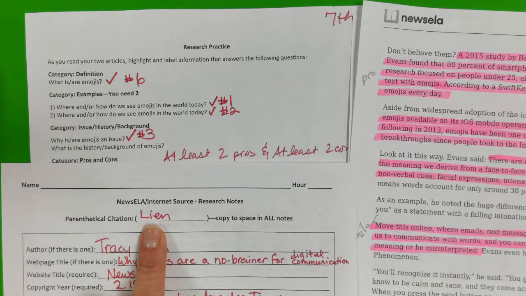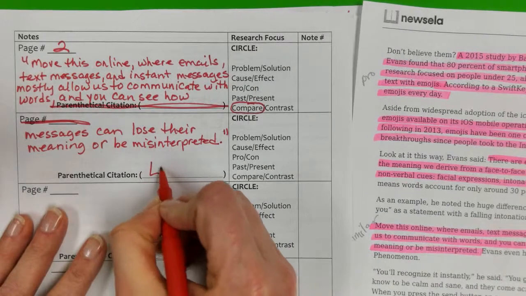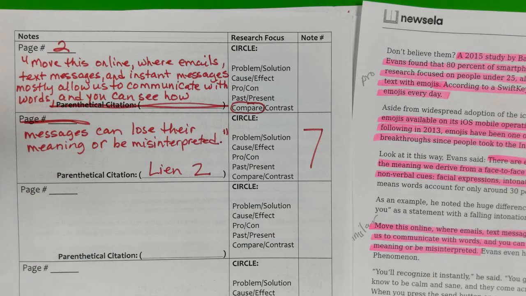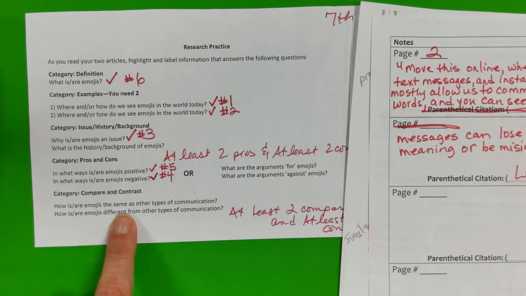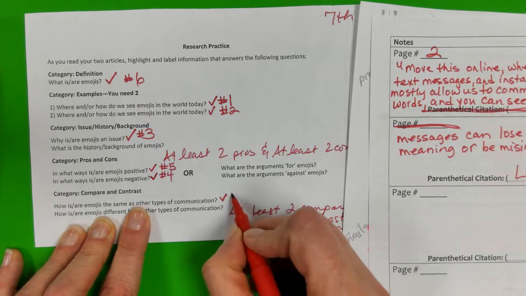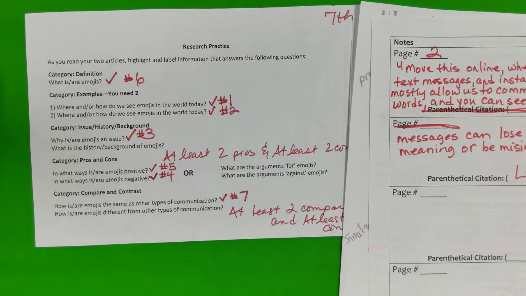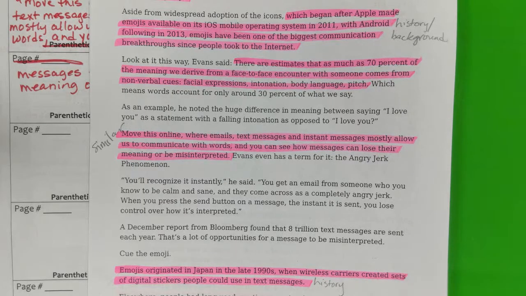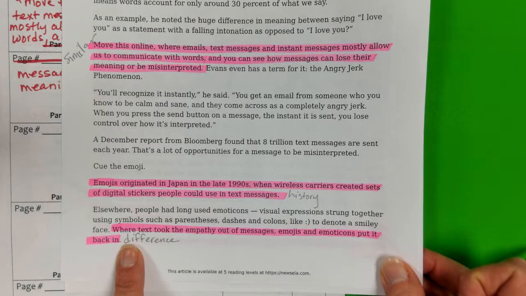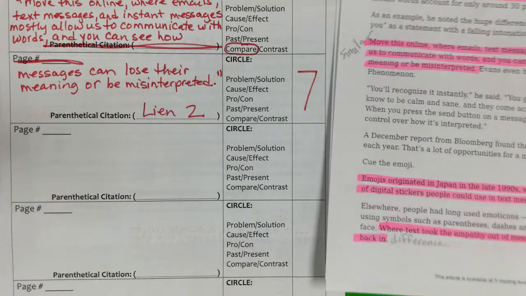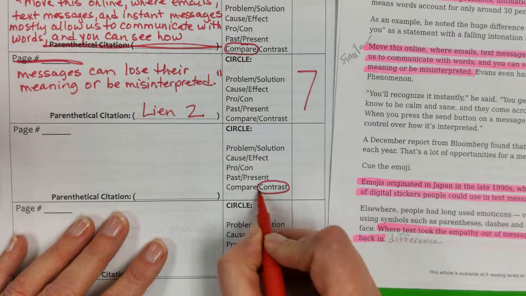My author is Lien, so my parenthetical citation is Lien 2, and this is my 7th note that I've taken from both of these articles. So now I'm going back to my research focus, and I am going to do a check mark because I have one similarity, number 7. So now I'm going to go back into my article, and I see that I have here a difference down here between texts and emojis. So in this note, this is a contrast.